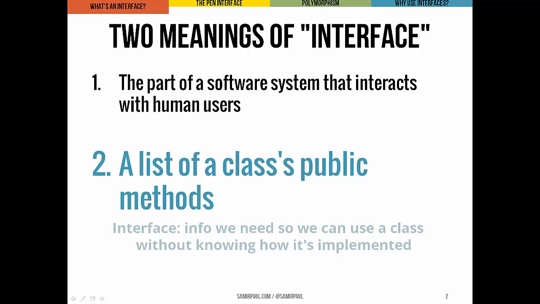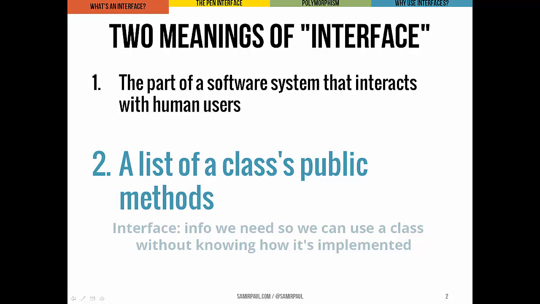On the one hand, an interface is a part of a software system that interacts with human users. It's like what you actually see when you run a program. On the other hand, it's a list of a class's public methods. In this unit, we're going to use the term in the latter sense. A class's interface provides all the information that we need to use that class without revealing anything about its implementation.